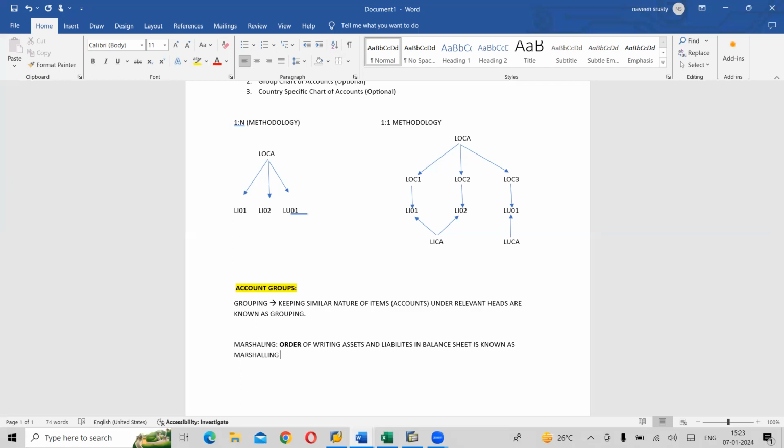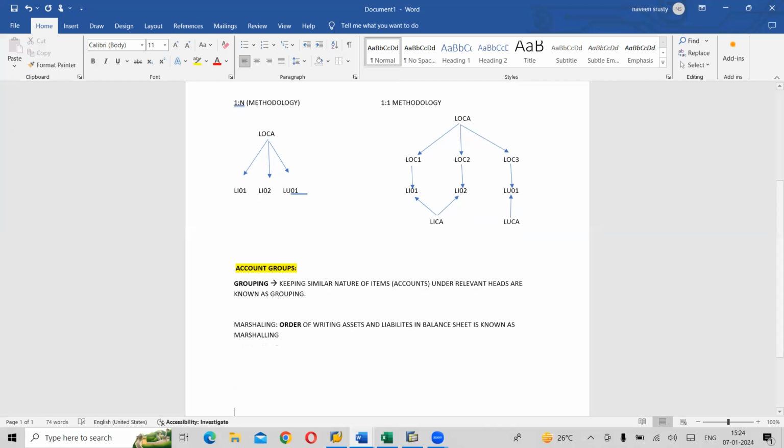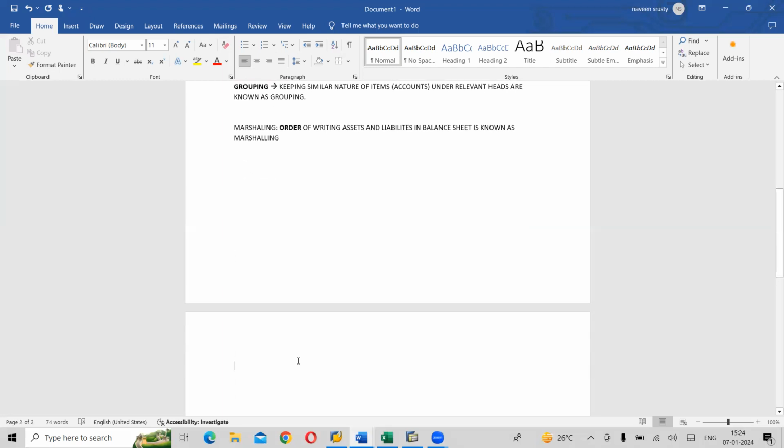So, account group, grouping and marshalling. To write an order, I first need to understand what grouping is. Grouping is nothing but writing similar nature of items or accounts under one particular head. So what are the heads we have in our accounts? I'm just taking the balance sheet first, and after that I'll go with the profit and loss account items. In the balance sheet, we have heads. On the liability side, liability is one head, and assets are also one head.